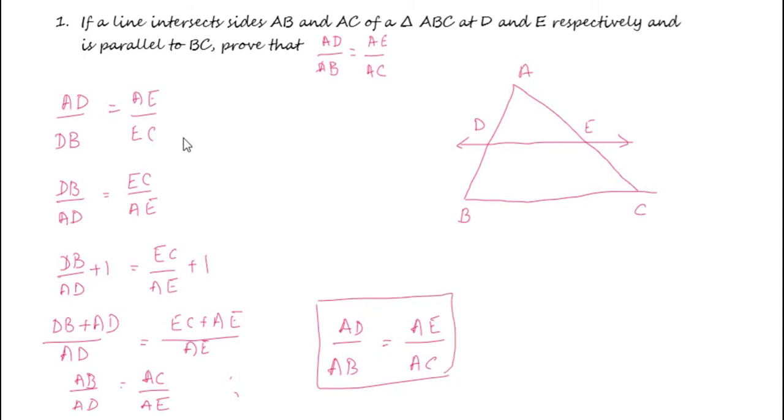So take the ratios from Thales theorem, invert them, add 1 to both sides, and then invert again, and you will get the result.